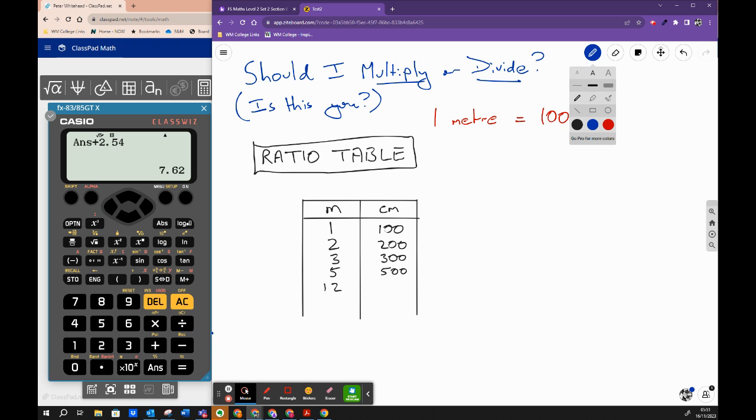So to go from the number in the metres column over to the centimetres column, we are multiplying by 100. And that makes sense, doesn't it? Because our centimetre number is bigger than our metre number. And always in every row in this column here, our centimetre number is much bigger than our metre number because we're multiplying by 100.